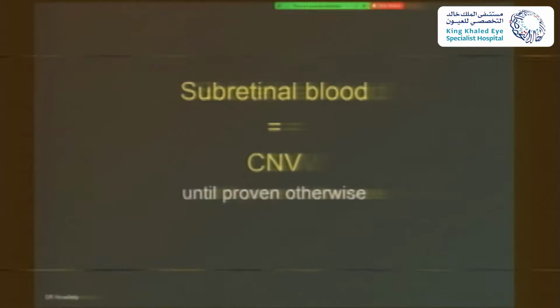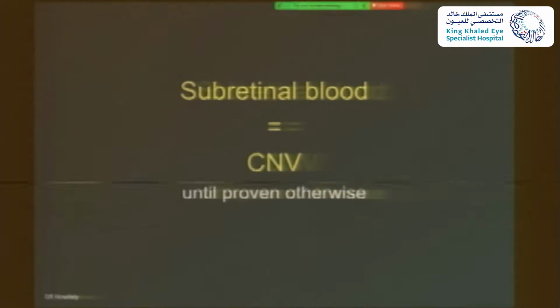I just want you to remember one thing. For me, subretinal blood is a choroidal neovascularization until proven otherwise. Now, it can occur because of trauma, because of other things, but the most common and the fearful thing that we fear is the CNV that is missed. So what you need to remember is subretinal blood is CNV until proven otherwise.